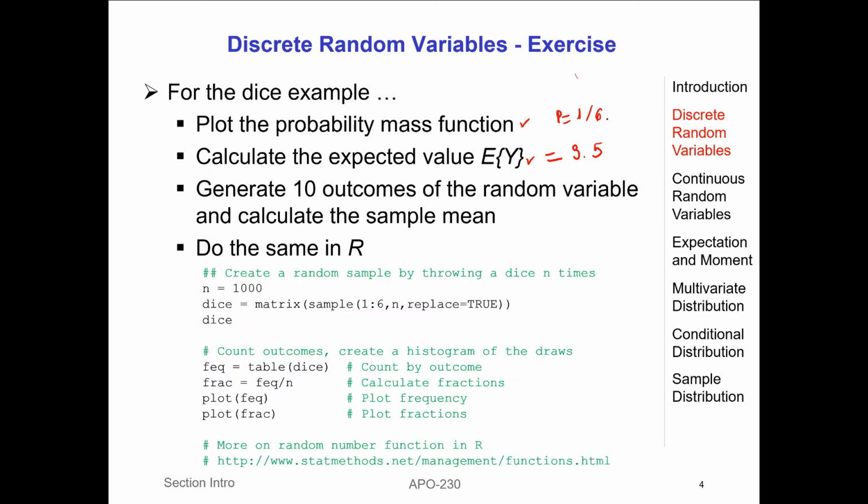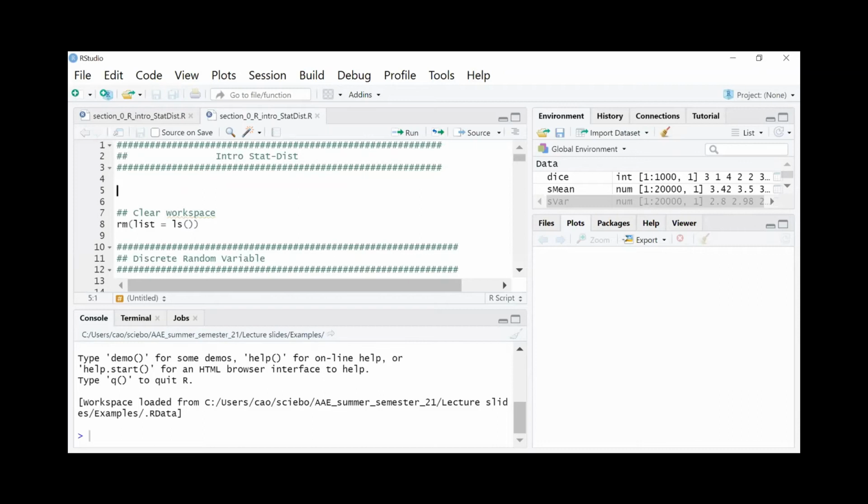The third task: generate 10 outcomes of the random variable and calculate the sample mean. I would encourage you to try it at home if you have a dice yourself, so we don't do that here. Now let's focus on what's going on in R if we put that experiment in there. So let's go. Here is the R script that we use for this introductory lecture.